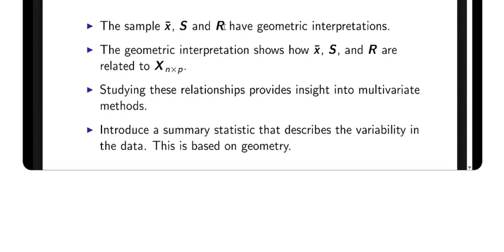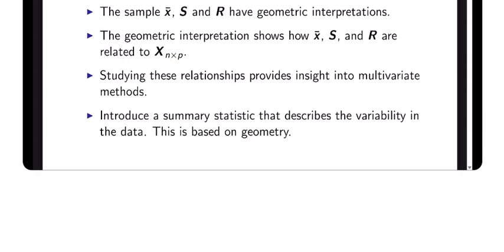And I said we introduce a summary statistic. When I say summary statistic, I'm referring to these three, because we generally have two types of statistics: descriptive statistics and inferential statistics. In descriptive statistics, we use these three basic measures. And let me tell you this. I said we introduce a summary statistic that describes the variability in the data.